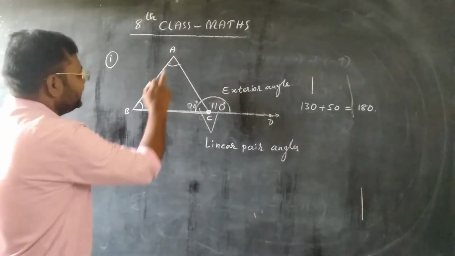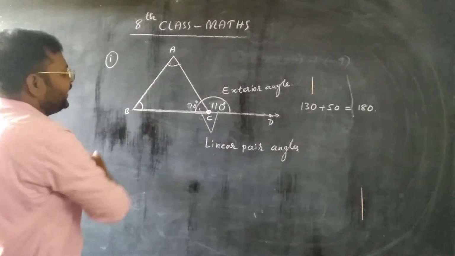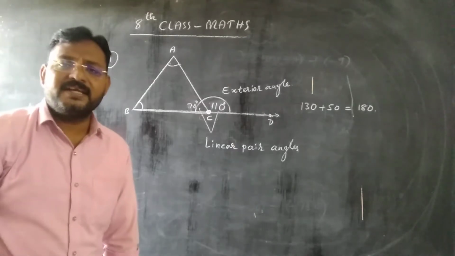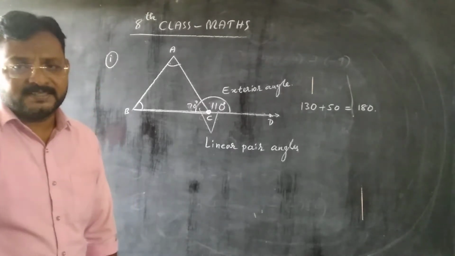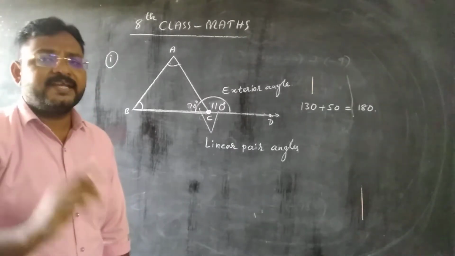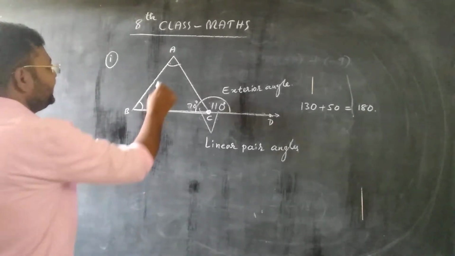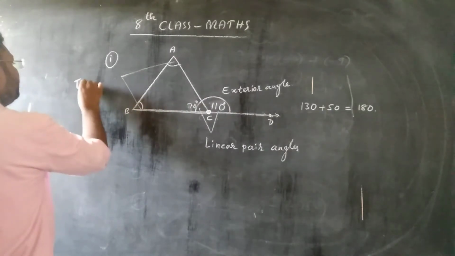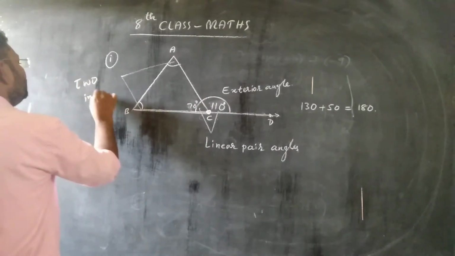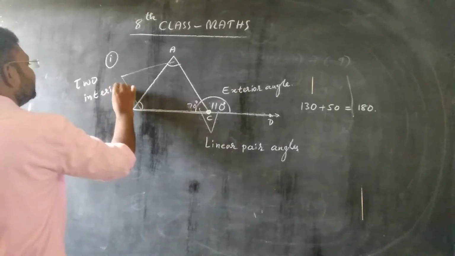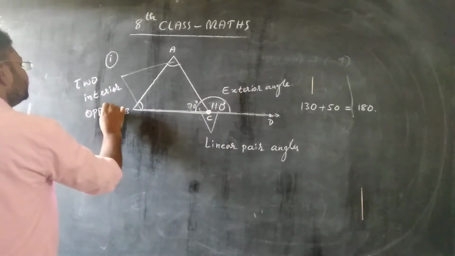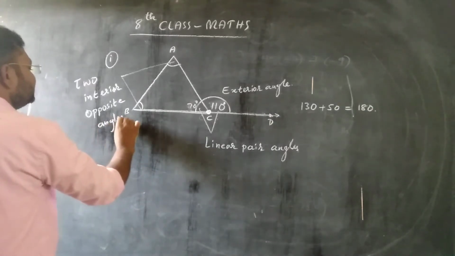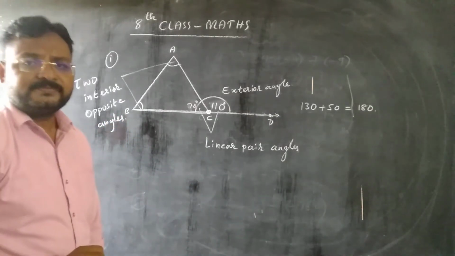But what do we call these two angles? These two angles are called interior opposite angles. They are called two interior opposite angles, angle A and angle B. So do remember everyone.